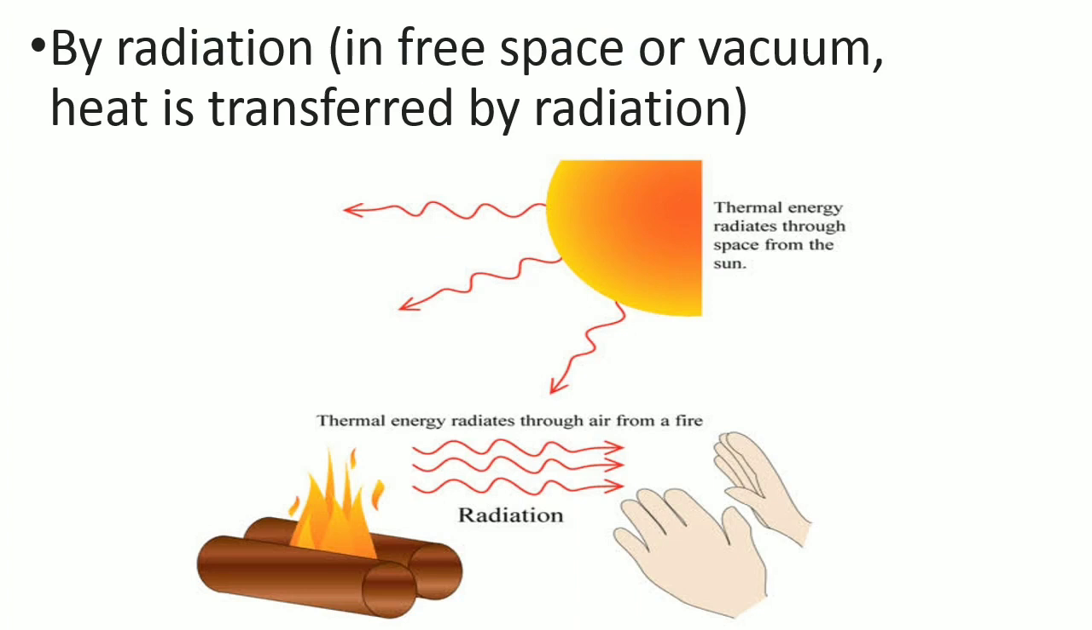The last way by which heat transfers is called radiation. Radiation happens when there is a vacuum. The best example is the sun rays which fall on the earth's surface.